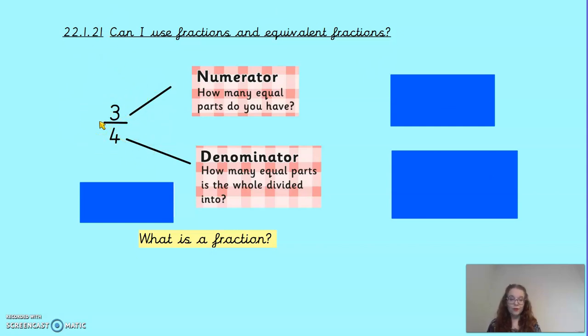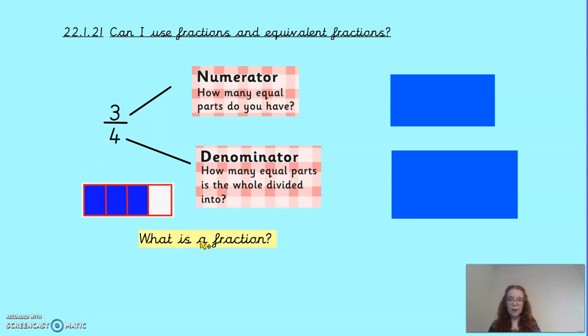But I've only got 3 of them. So I've got 3 out of the 4 parts needed to make a whole. And you can see I've represented it here using a bar model. I've got 4 parts here, but I've only got 3 of them shaded in, so I actually only have 3 out of the whole 4 parts.